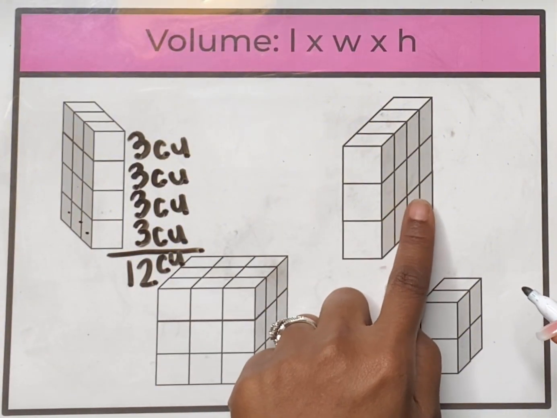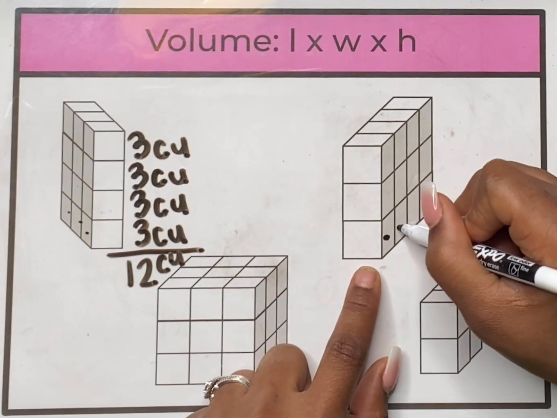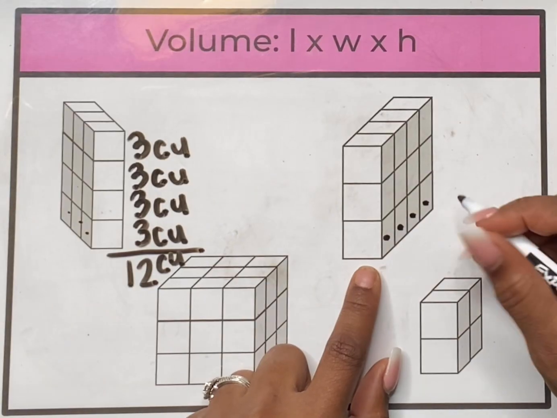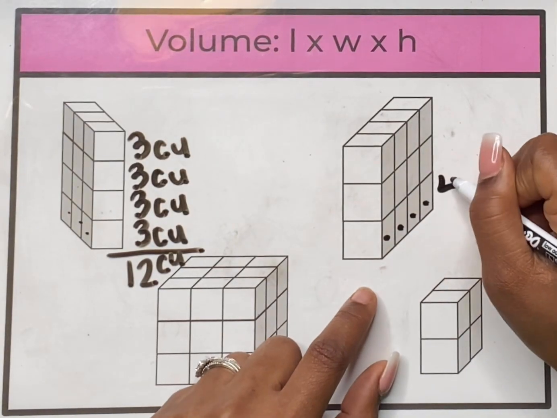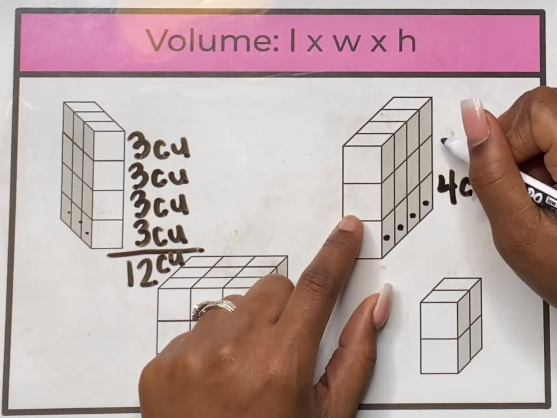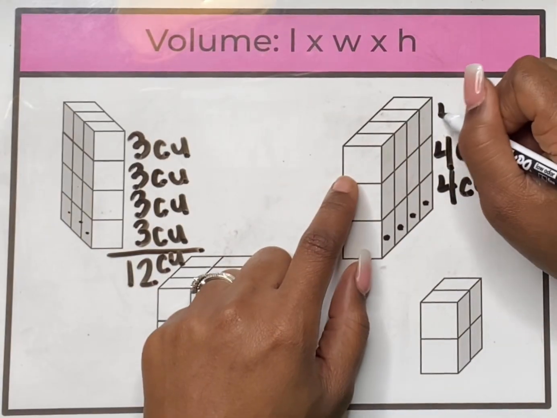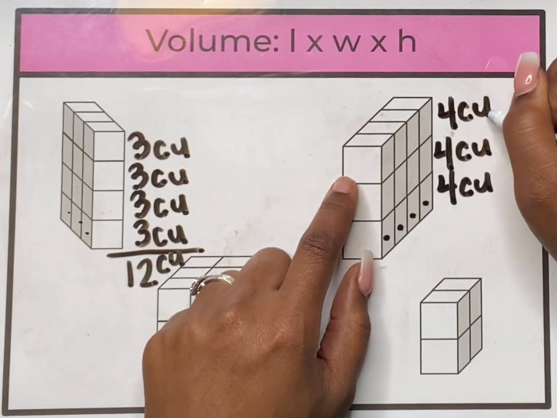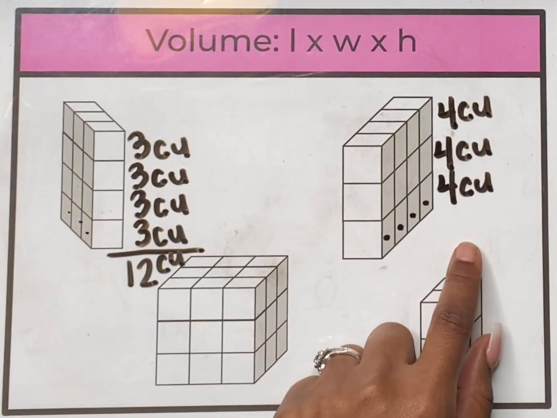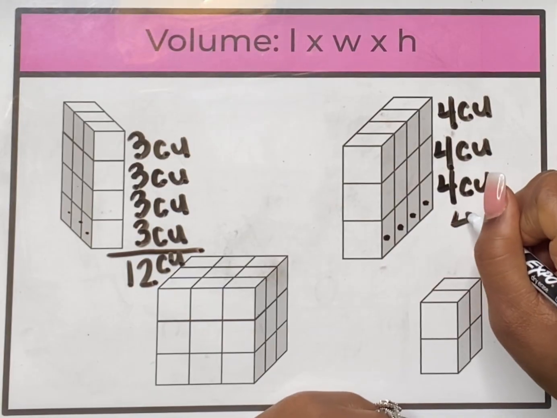Let's start at the bottom layer. We're going to take this first bottom layer, 1, 2, 3, 4. We have 4 cubic units, which also means we have 4 cubic units in the middle layer and 4 cubic units in the top layer. Remember, in our standard, we have stacked cubes. They don't have any gaps in them. So they're the same in each layer.